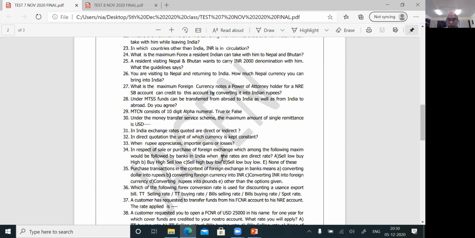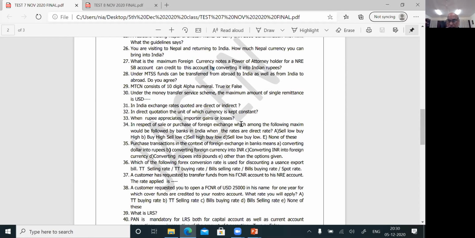Okay, so that is question number 34. In respect of sale or purchase of foreign exchange, which among the following maxims would be followed by banks in India when the rates are direct rates? Sell high, buy low, or buy low, sell high. So question number 34, answer is C.